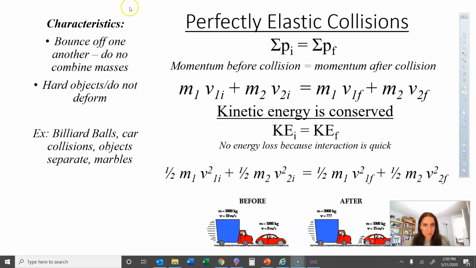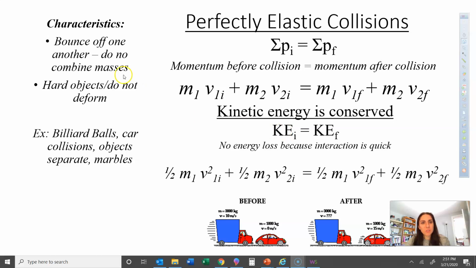So here are the characteristics. First of all, perfectly elastic collisions are ones that bounce off each other, and mainly that they don't combine their masses. And notice when I do the other case how different this equation looks. Most of the time these objects are hard and do not deform. So great examples include billiard balls and marbles. If you think about it, they're very hard objects, and when they bounce off each other, they don't deform or anything like that. And usually car collisions. To be really specific, problems will say perfectly elastic collision to let you know that they're talking about this.